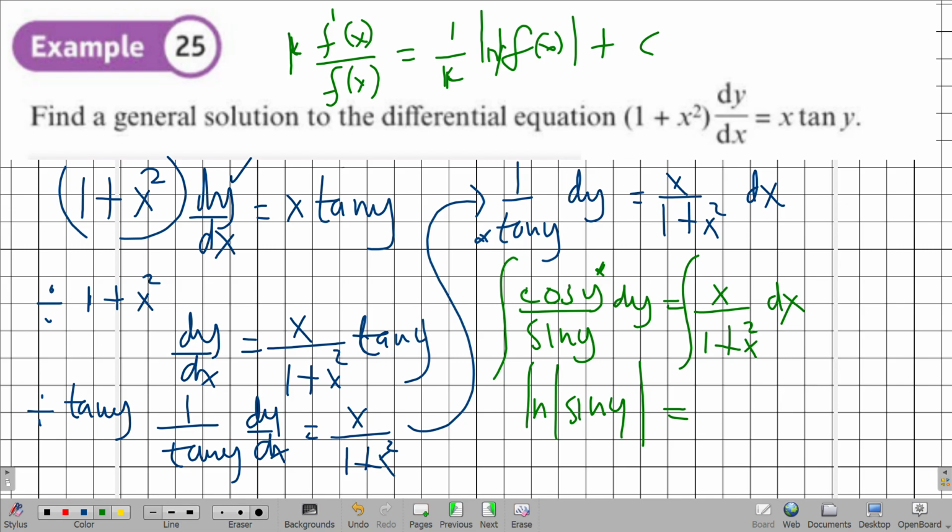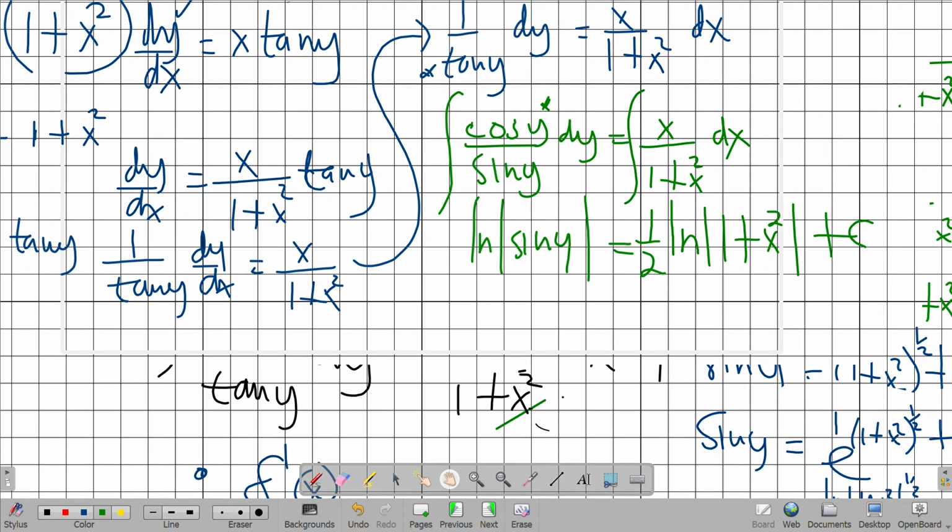And if I look on the right hand side, again, the numerator is x. The denominator is 1 plus x squared. If I differentiate 1 plus x squared, I get 2x. Yet we've got x here, but it's still the same form. So I just need to divide by 2 and say 1 over 2 natural log of 1 plus x squared plus c. So technically this is the answer.